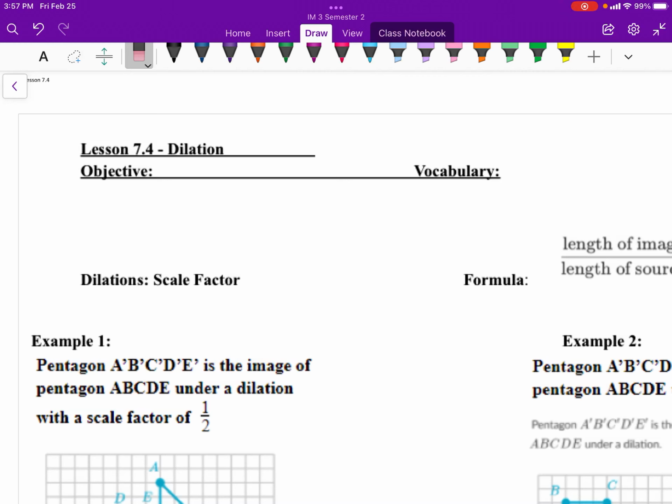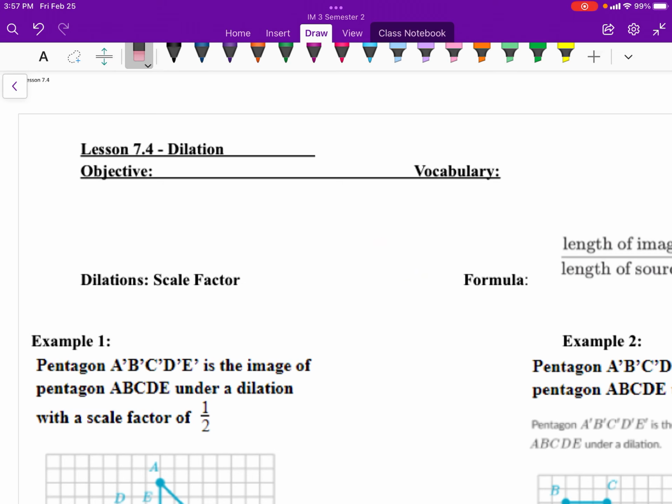Alright, so on this lesson, guys, we are doing lesson 7.4, which is dilation. Whenever we're talking about dilation in this case, guys, we're actually talking about a point or an object that is either going to become bigger or smaller depending on the scale factor. So if we have an object like this, it could become bigger or it could even become smaller. Dilation once again talks about sizing a shape, and in this case, guys, it's going to be based off a certain point.